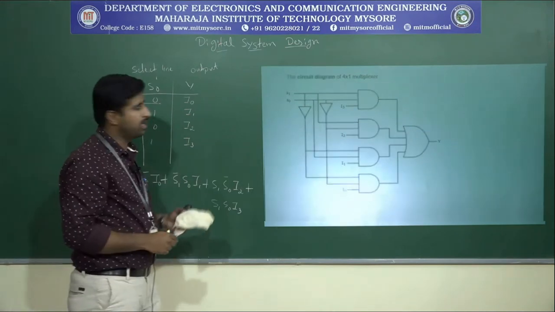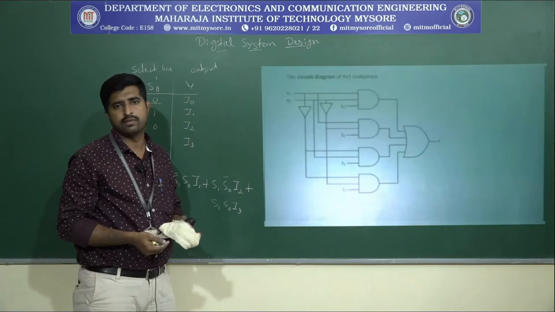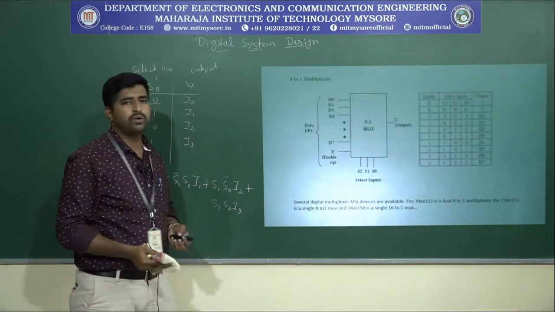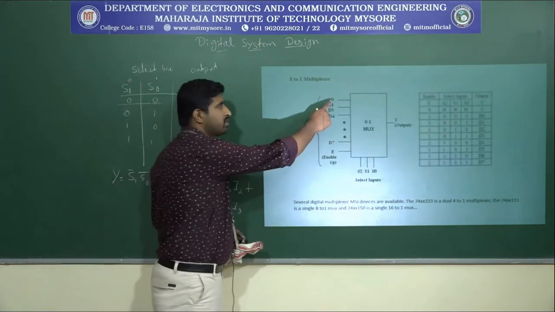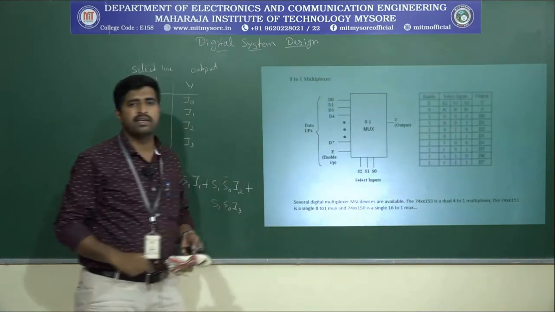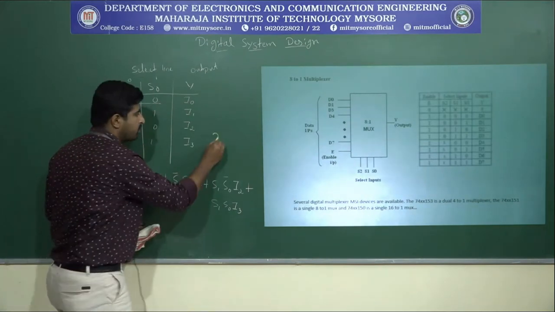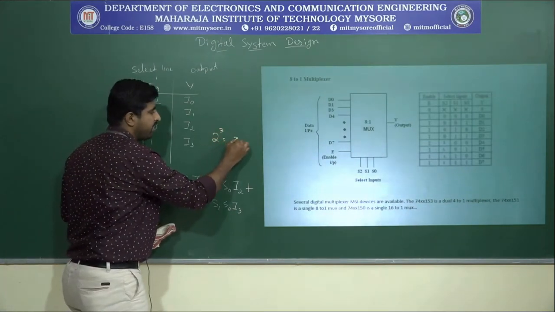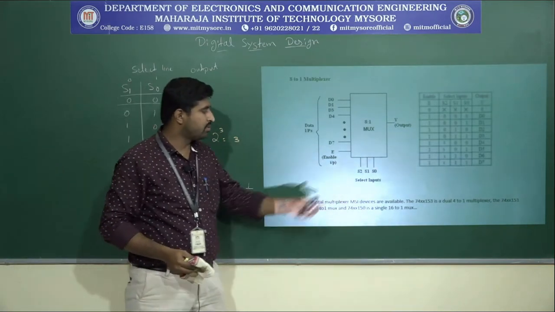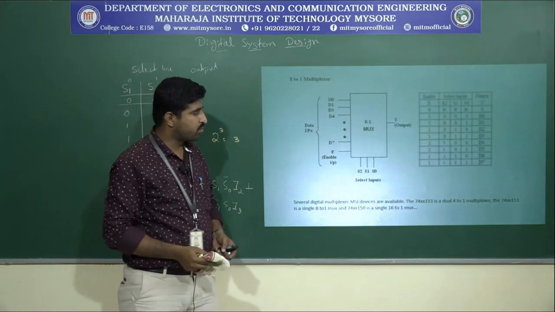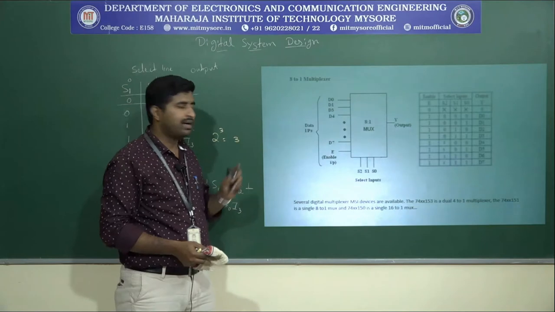I hope you understood how a multiplexer works. Similarly, we can see an 8 to 1 mux, or 8 to 1 multiplexer. We're going to have 8 inputs, D0 to D7. How many select lines are needed here? 8 is 2 to the power of 3, which means we need 3 select lines, named S2, S1 and S0, along with the inputs D0 to D7.